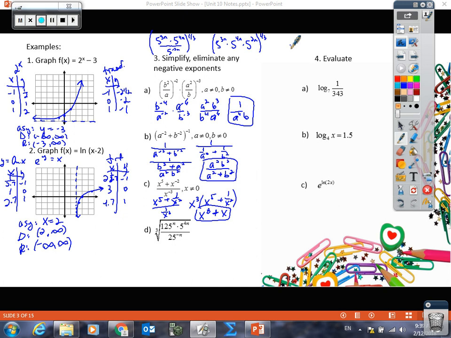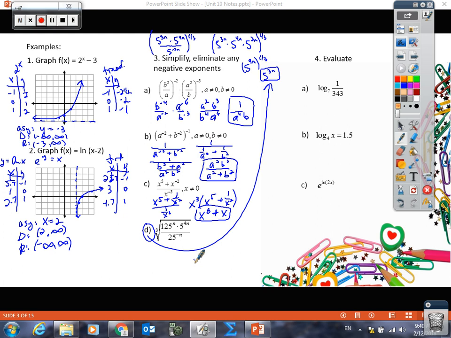Okay, so they're all common bases. When we're multiplying common bases, we add the exponents. So 3n plus 4n is 7n, 7n plus 2n is 9n. So I have 5 to the 9n raised to the 1/3. So now I do power to power. Right, and 9 times 1/3 is 3. So the answer to part D is 5 to the 3n. That big mess of a thing turns out to be 5 to the 3n.